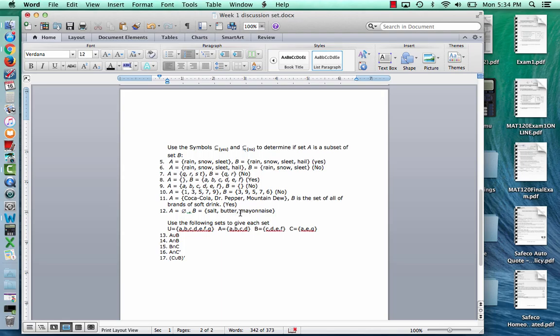And number 12, A is just this, another way of writing the empty set, and B is salt, butter, and mayonnaise, which could be, say, ingredients or something. Whenever we have the empty set, it's always a subset, so yes, it's a subset.